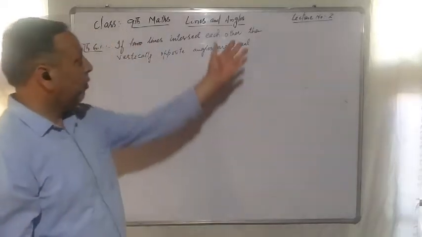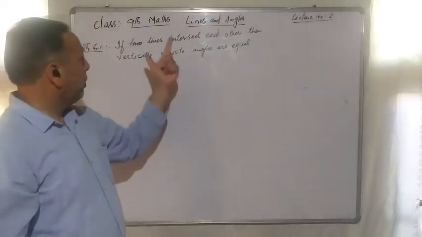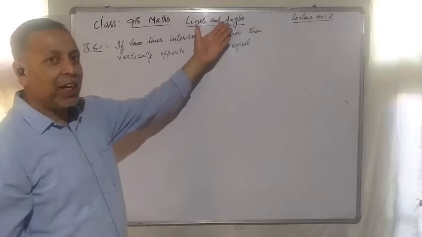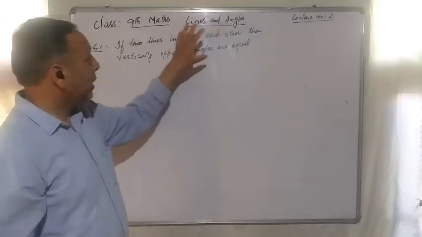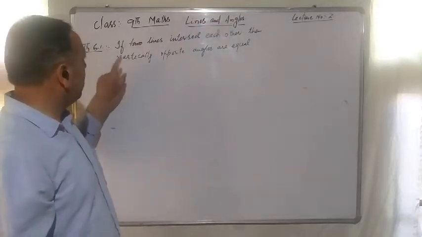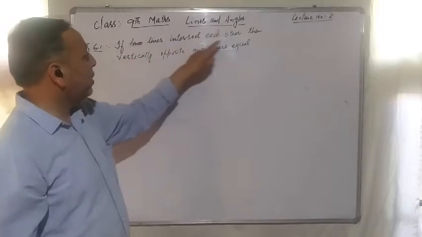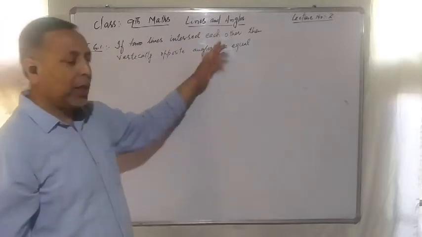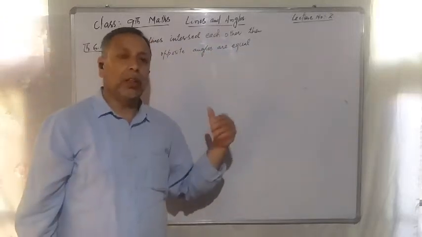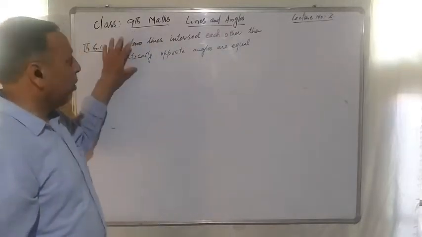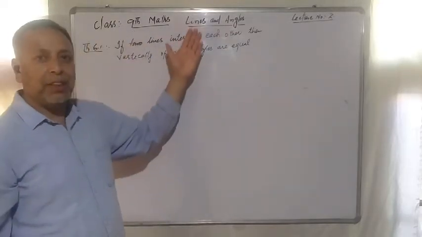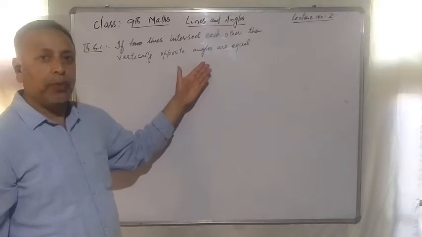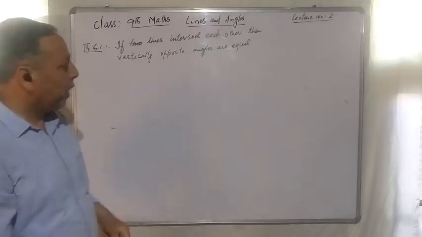Today, we will discuss Theorem 6.1 of lines and angles, 9th class mathematics. The theorem is, if two lines intersect each other, then vertically opposed angles are equal. In this session, we will discuss this theorem and all questions of exercise 6.1. So let us start.